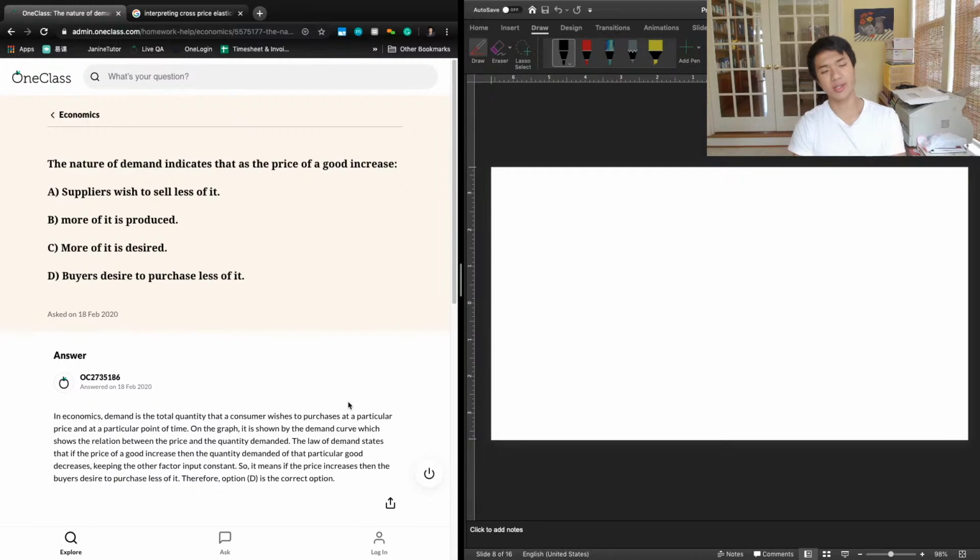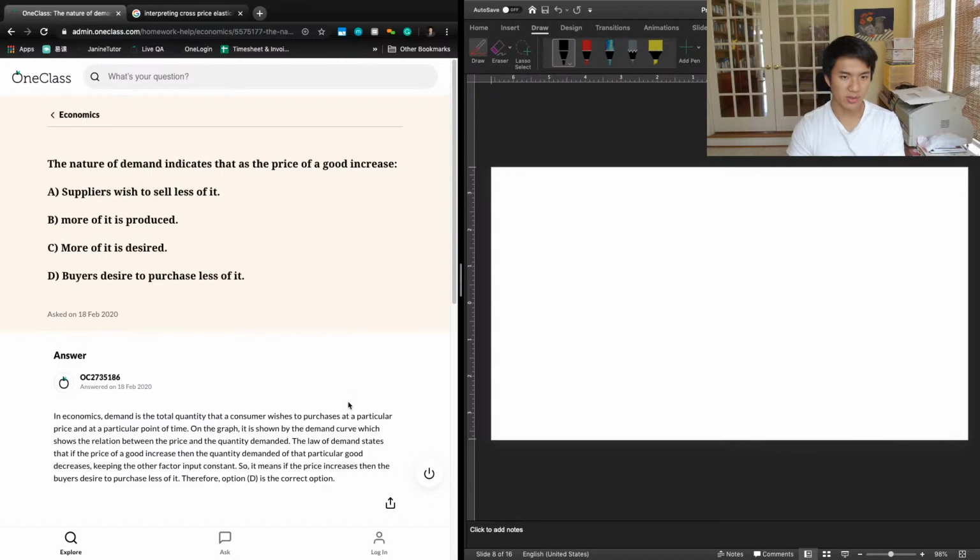The next question says, the nature of demand indicates that as the price of a good increases, A, suppliers wish to sell less of it, B, more of it is produced, C, more of it is desired, and D, buyers desire to purchase less of it. So we're talking about the demand side, so anything that has to do with supply or production is not going to be the correct answer here, right? So A and B are not going to be right answers. A talks about suppliers, B talks about production, so we're going to eliminate those right off the bat.